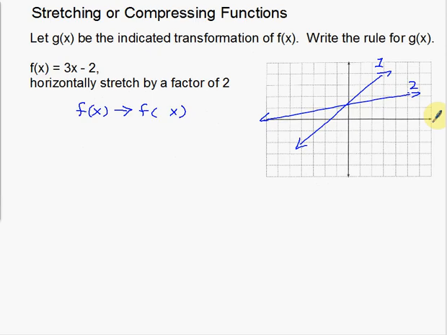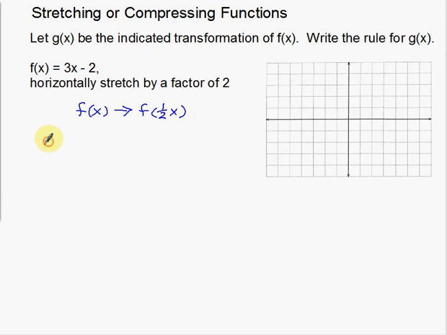That's what happens when you horizontally stretch. The slope of the function is actually going to go down. I'll do a little bit more exact graph in a minute. So what does that mean? The slope is going to go down, which means I have to divide by 2. So I'm going to take the function and divide by 2, or you could also say multiply by 1/2. It does the same thing.